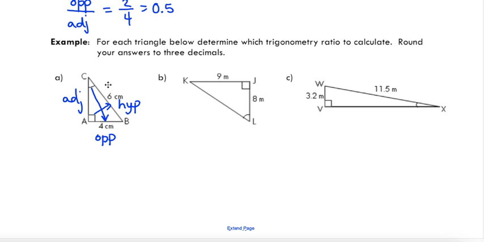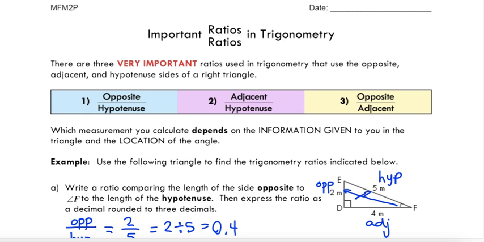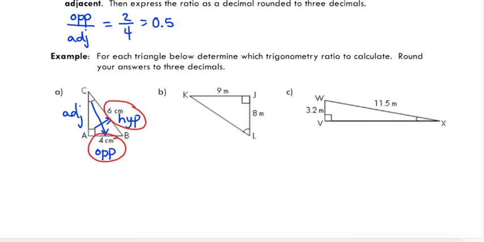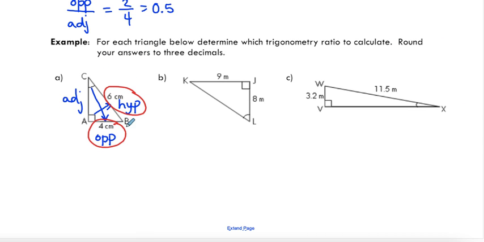Now I have to think about what sides do I know? Well, I know my hypotenuse and I know my opposite. So the ratio that uses opposite and hypotenuse, if I go back up to the top of my page, is right here, opposite over hypotenuse. Because those are the only two measurements I know in my triangle, that's the ratio that I'm going to use. So it's going to be the opposite over the hypotenuse.